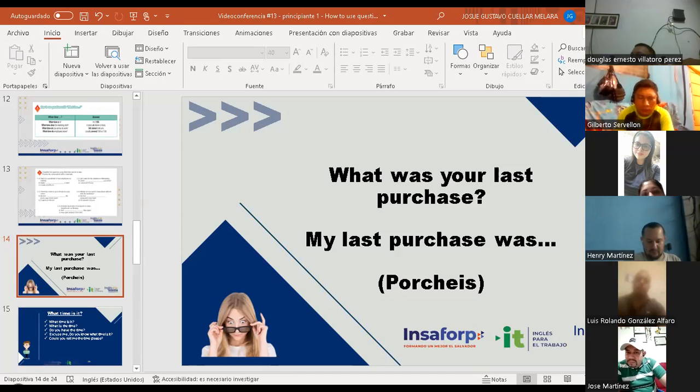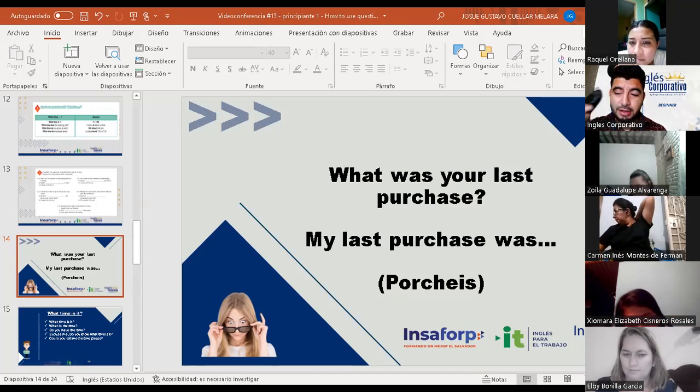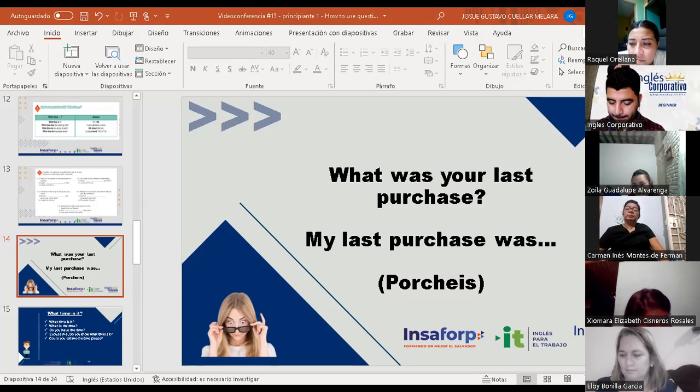My last purchase was a keyboard and a mouse for my computer. Okay, wow. Always necessary. Yes, a keyboard and mouse. Mouse are always basic. Okay, Luis.